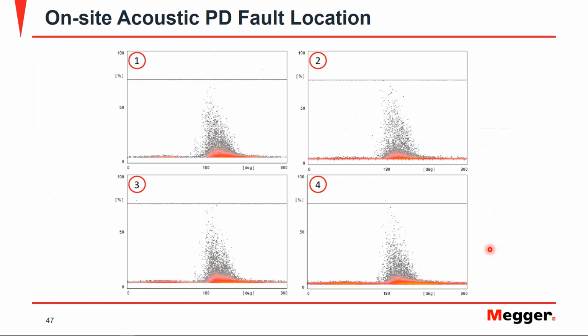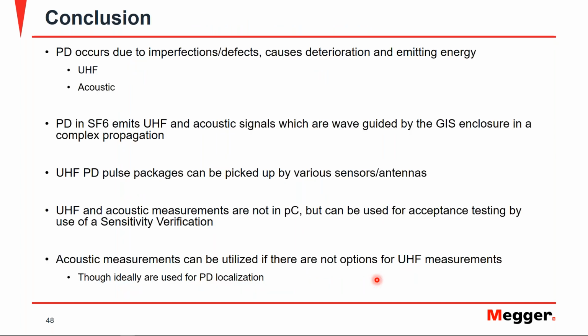Here we have the phase resolved partial discharge patterns. Since the sensors are all placed in the circumference around the defect itself, right on top of the defect, you can see that they're pretty much identical throughout. But it shows us that we do have a strong pattern when the sensors are placed in that location.